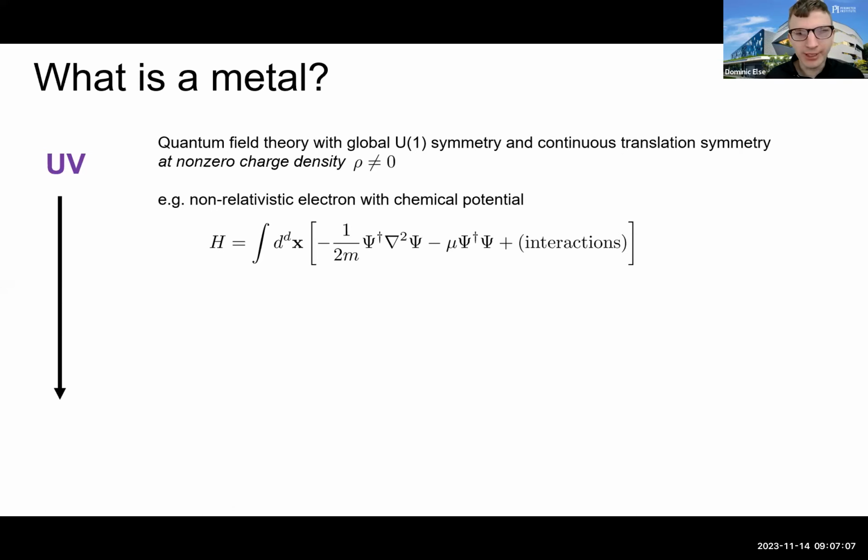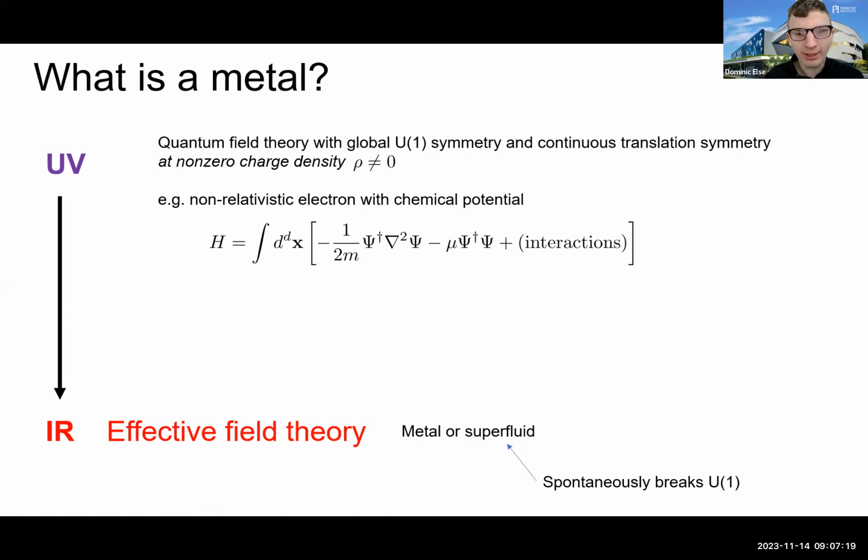So that's the UV, but when I switch on the nonzero charge density, we'll presumably do some kind of RG flow. So it'll flow to some IR fixed point, which we call the effective field theory that controls the low energy or IR physics. And basically any IR theory that's compatible with these UV requirements, these UV properties, I'm going to call a metal. That's a very, very general definition of metal, which can apply to many different kinds of systems, and they could be strongly coupled.